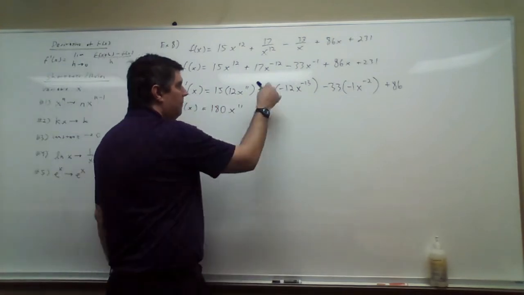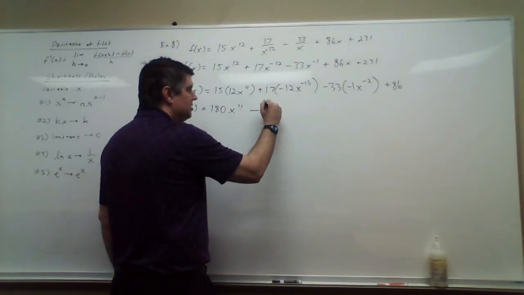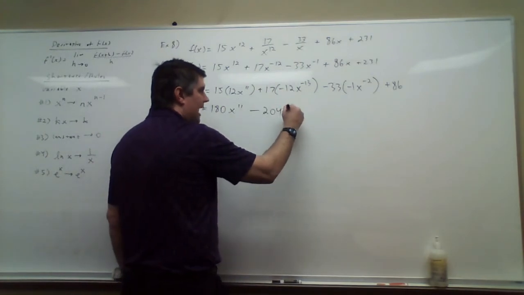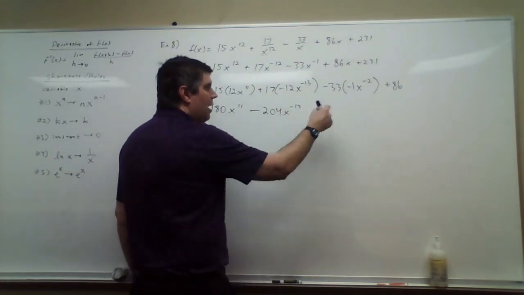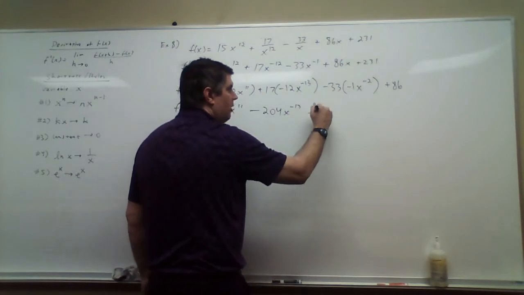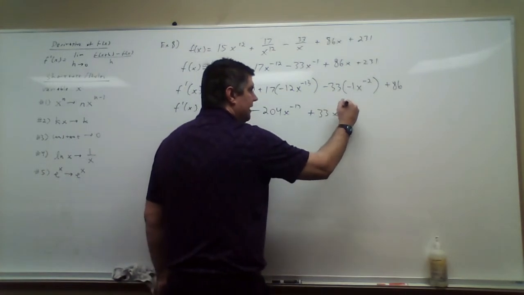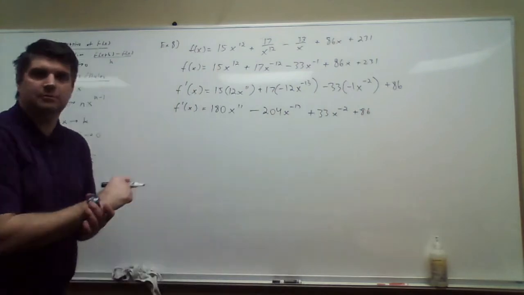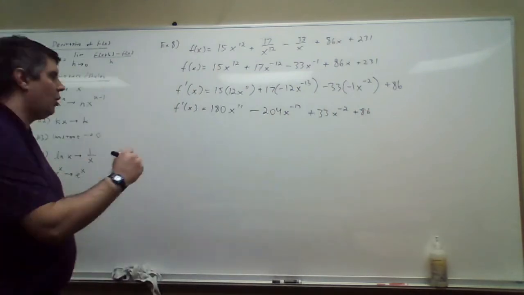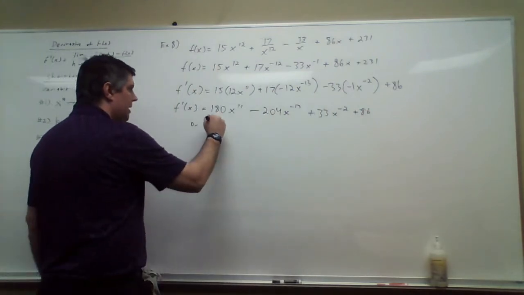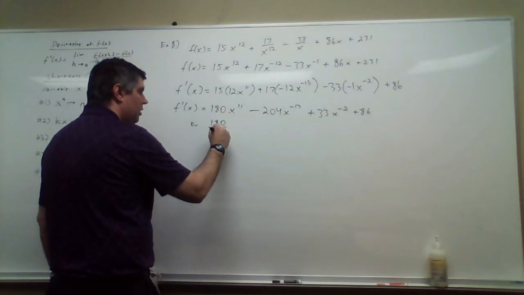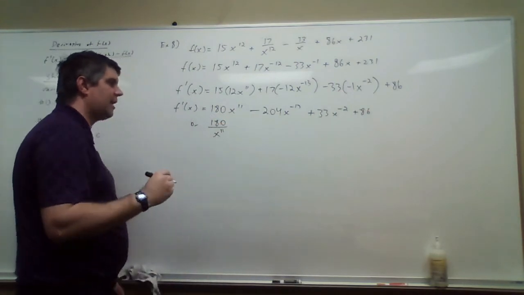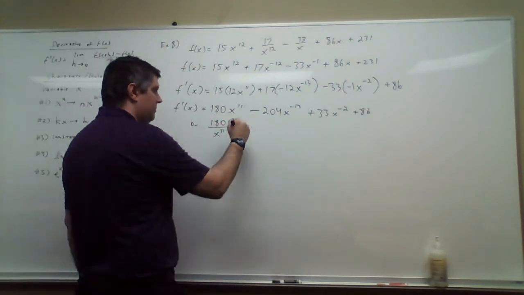This is going to be a plus times a minus is a minus. That's 204 x to the negative 13th. Minus times a minus is a plus, so 33x to the negative 2nd plus 86. All right? Or some instructors or homework or test quizzes, etc., might require this type of notation.